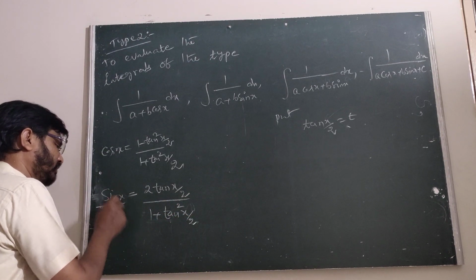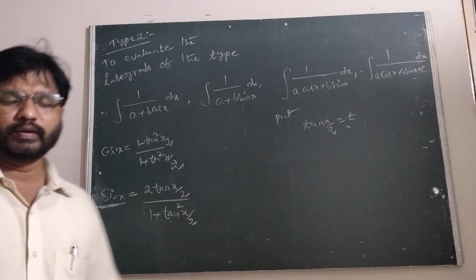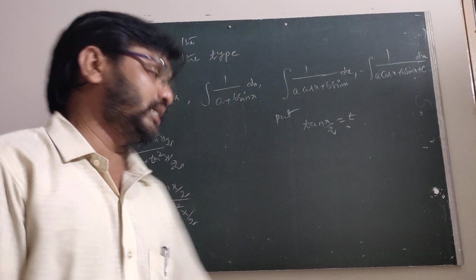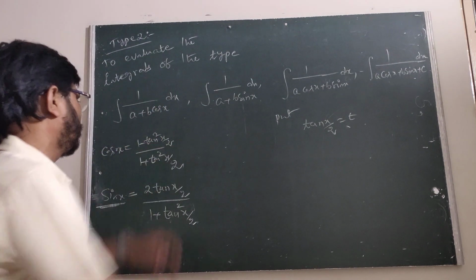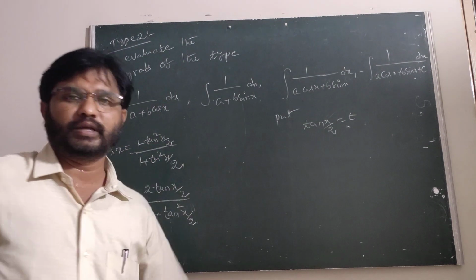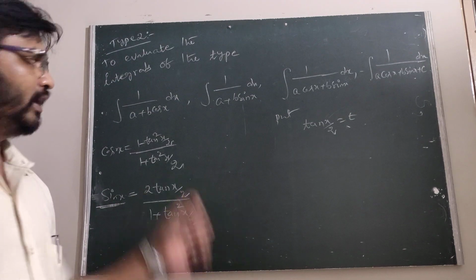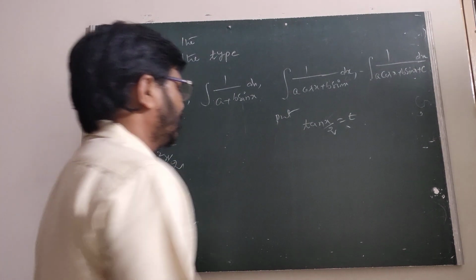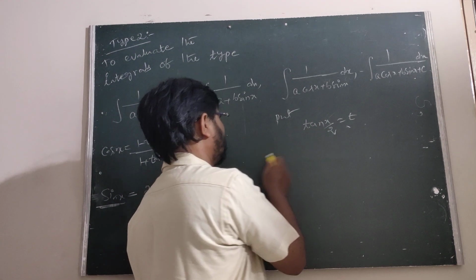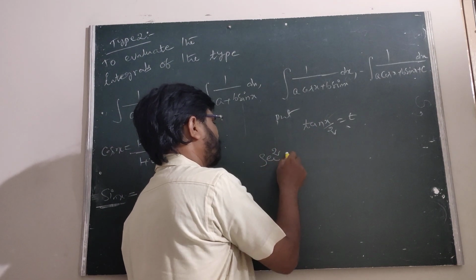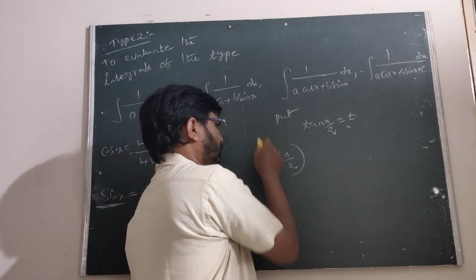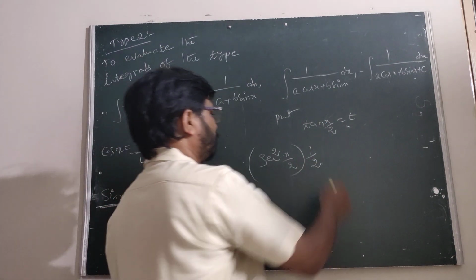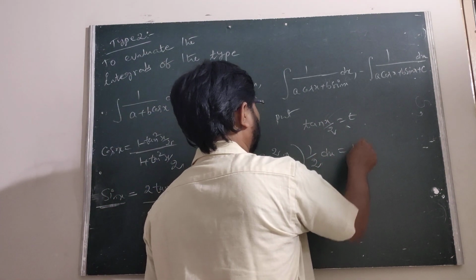sin x is 2 tan(x/2) upon 1 plus tan square(x/2), and cos x is 1 minus tan square(x/2) upon 1 plus tan square(x/2). When we take tan(x/2) as t, we know that the derivative of tan(x/2) is secant square(x/2) times the derivative of x/2, which is 1 by 2, so (1/2) sec square(x/2) dx equals dt.